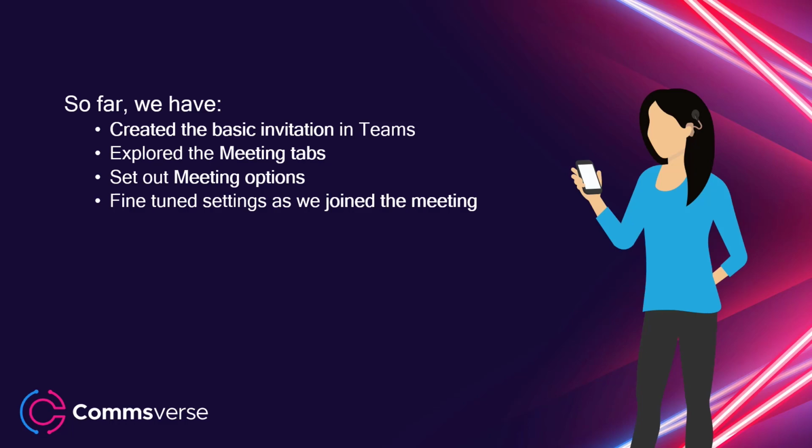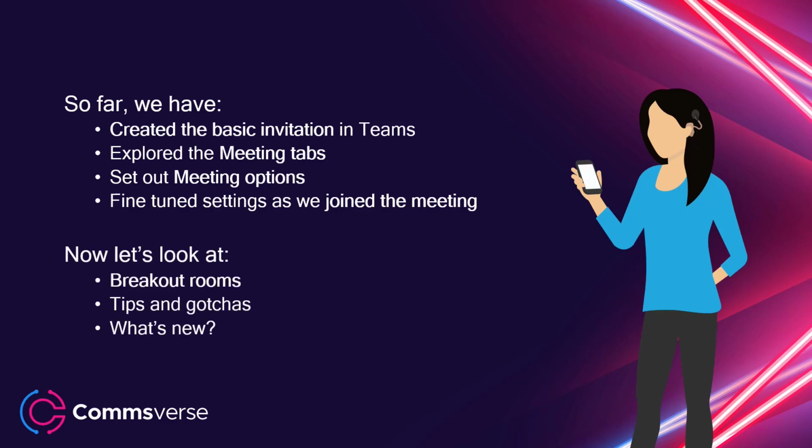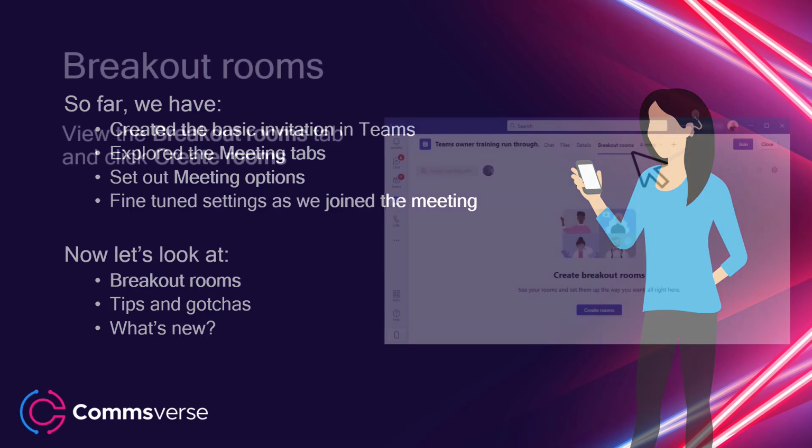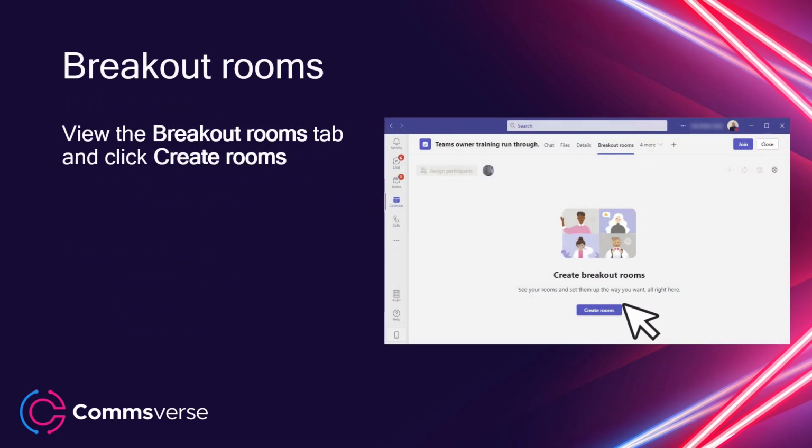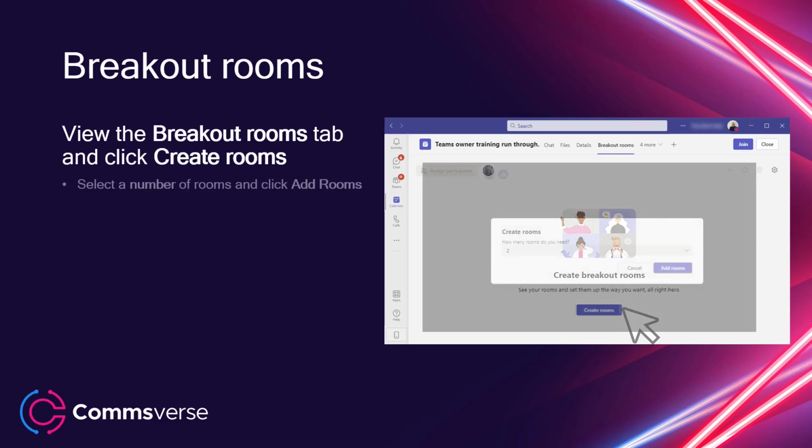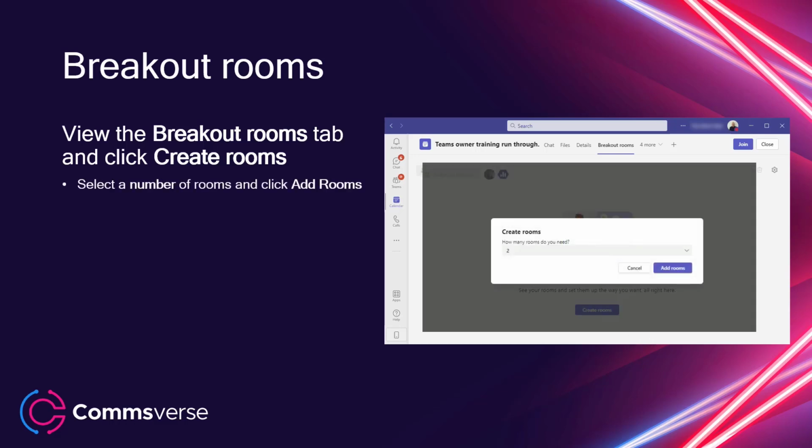Okay, so we've created our basic invitation, we've explored the meetings tab, meeting options, and fine-tune as we went in. Let's have a quick look at breakout rooms, some tips and gotchas, and then I'll tell you about some things that are coming. This is worth exploring with your users so they get it. Breakout rooms are amazing, but they give users the heebie-jeebies because they're worried about it going wrong. Get them to do it in advance, okay?